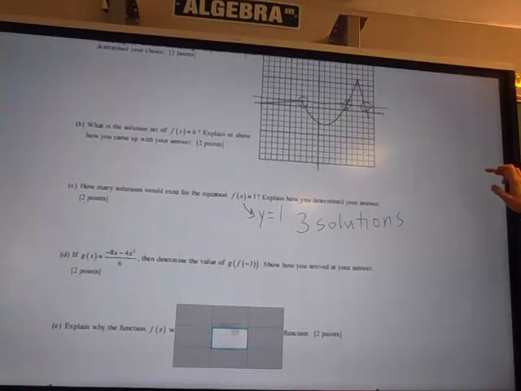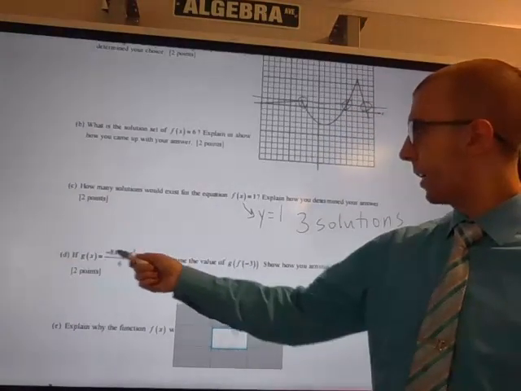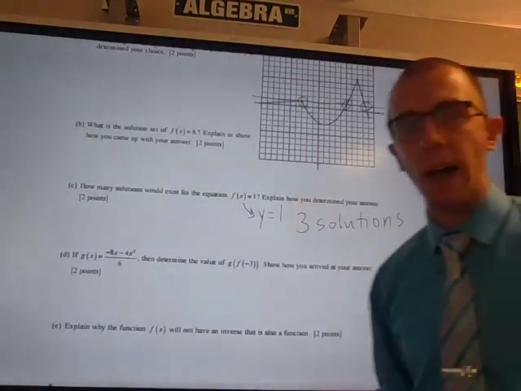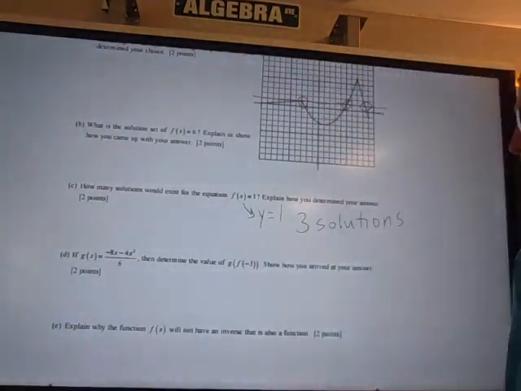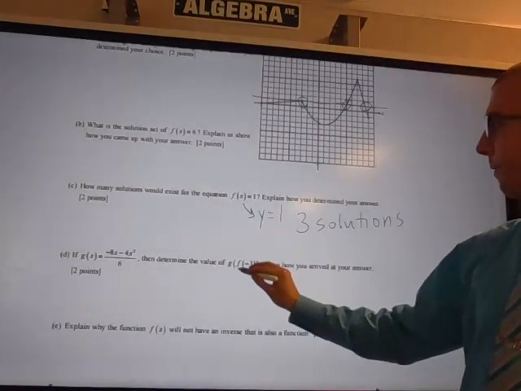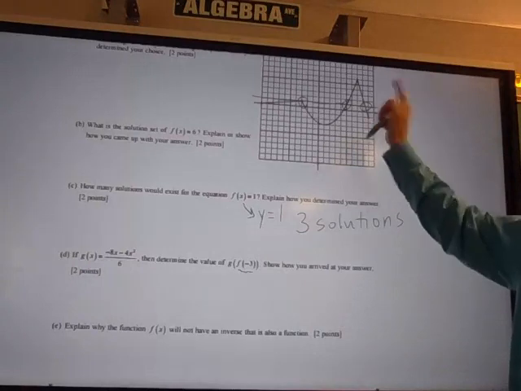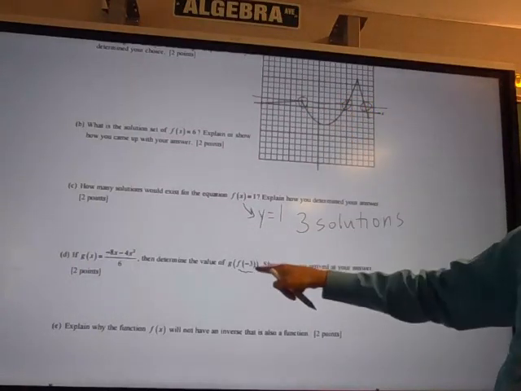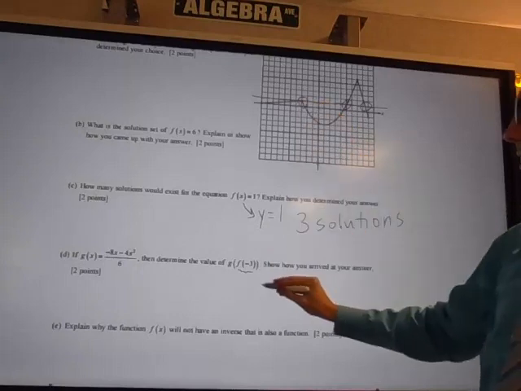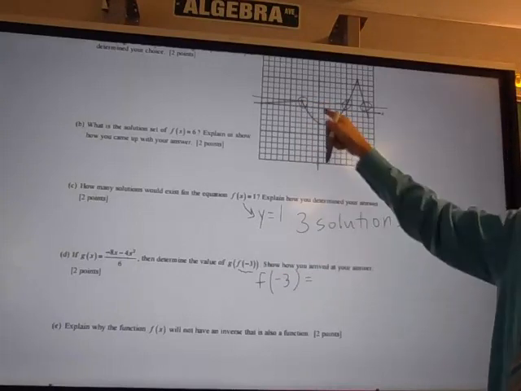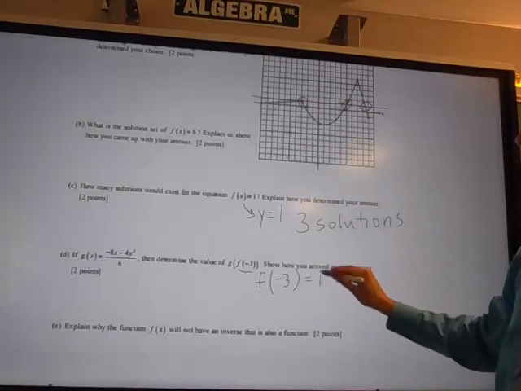All right, letter D. If g of x equals this crazy function, then determine the value of g of f of -3. So again, we have a composition of functions here. f of -3 is what I want to start with. So I first look to our graph. And f of -3, that's actually one of the points we already circled. So f of -3 equals 1.